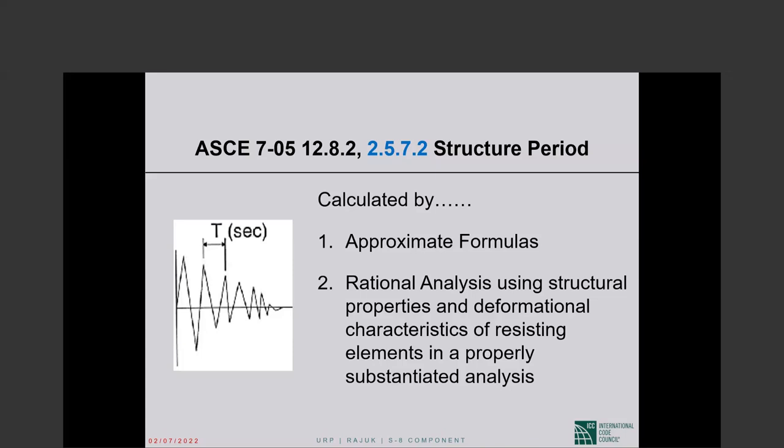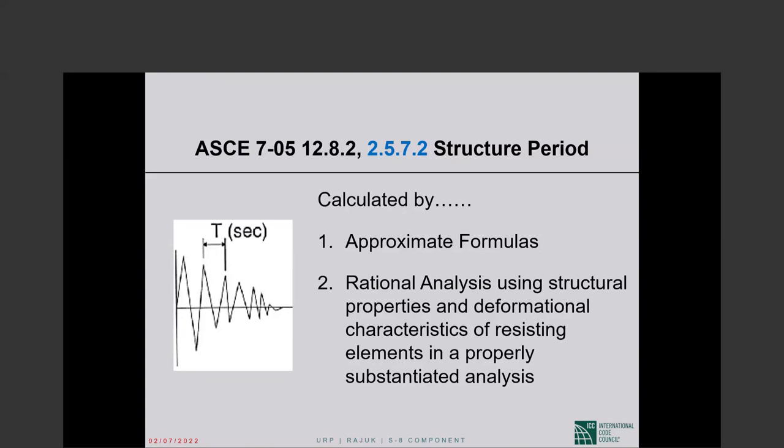Period can then be estimated by any rational procedure that is in conformance with the principles of mechanics. And when you do a rational computation of period, it always comes out larger than the approximate period. So you can lower your design base shear if you so choose. But the starting point is the approximate period.